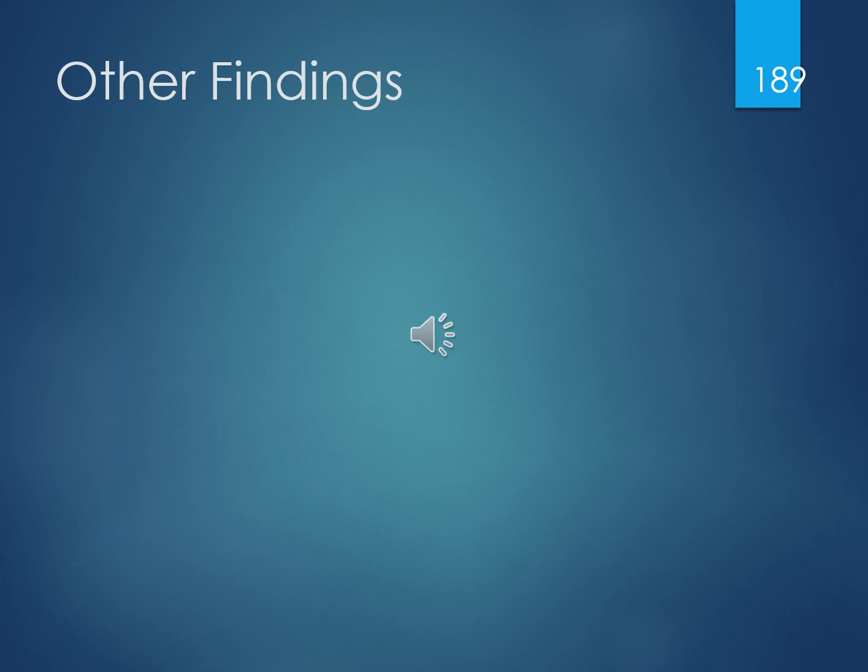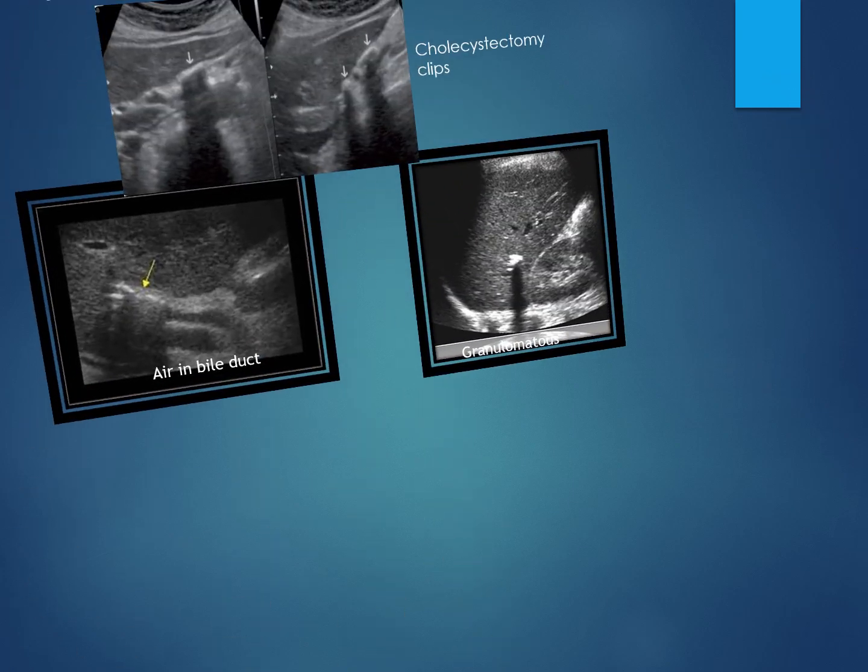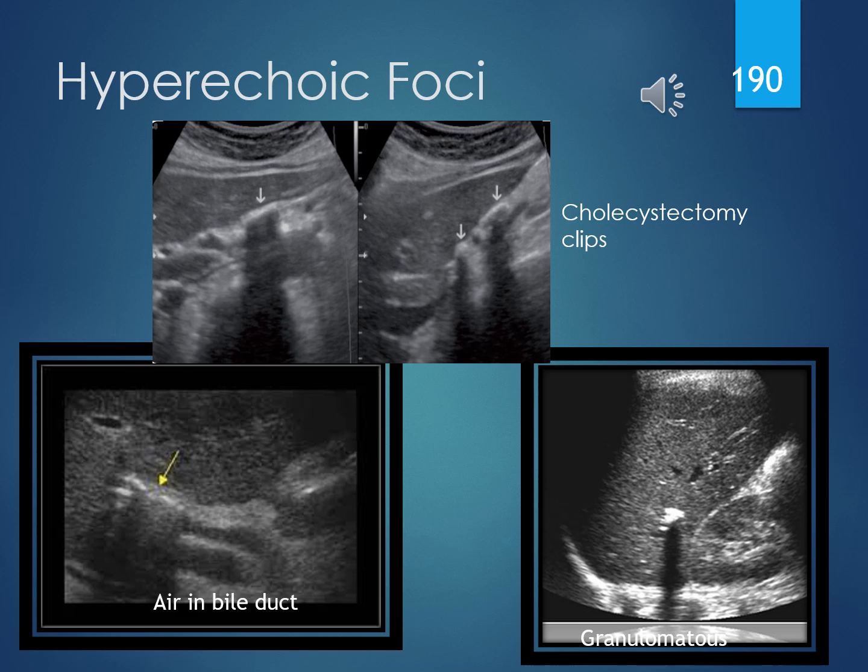In addition to the aforementioned pathology that we can find within the liver, there are other things that we can find in the liver. There are various hyperechoic foci and trauma that we can see. You see hyperechoic foci in the liver or anechogenic. What could it be? It could be air in the bile duct. It could be calcifications. It could also be foreign objects. You'll see them after cholecystectomies. You'll see surgical clips.